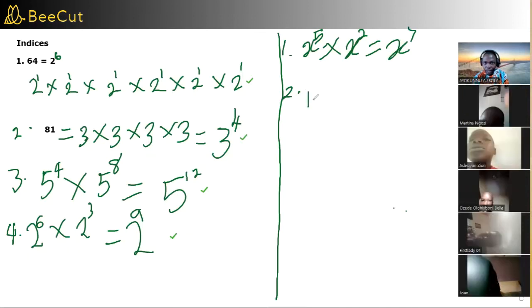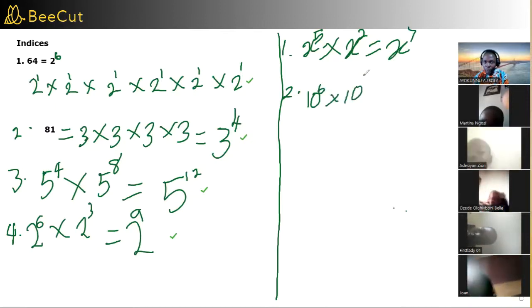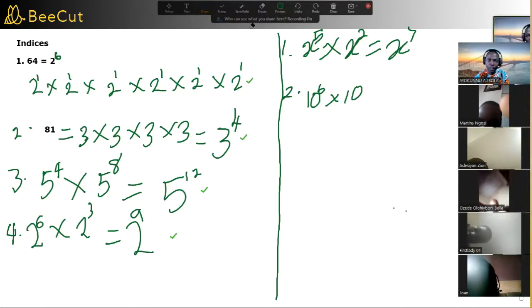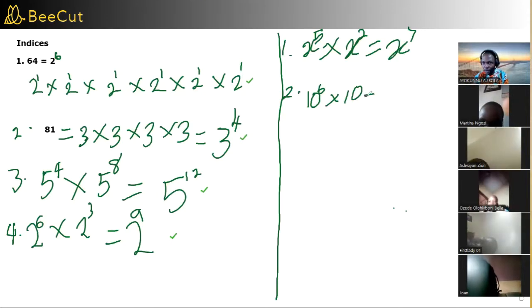What if I have 10 raised to power 6 times 10 raised to power 1? Or I didn't put any power there. Let me erase that power. Just put something like 10 raised to power 6 times 10. What do you think the answer should be? Zion, 10 raised to power 6 times 10. What do you think the answer would be?